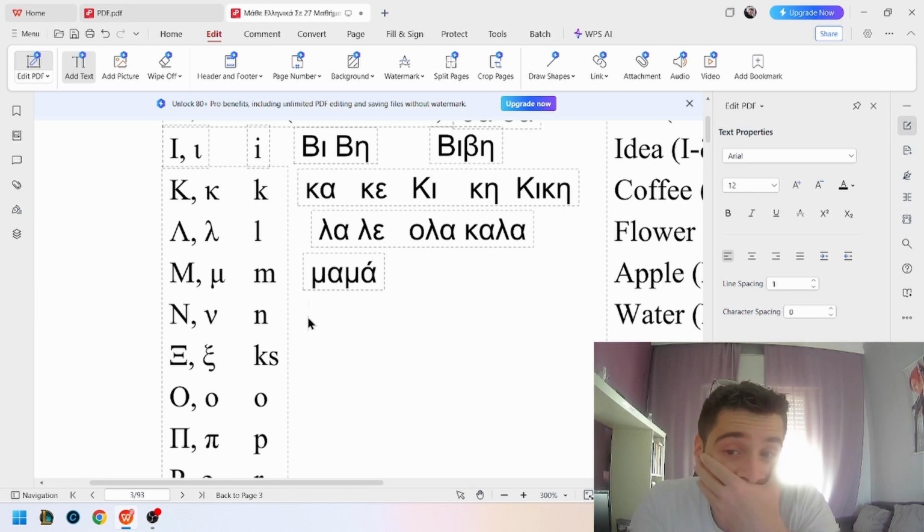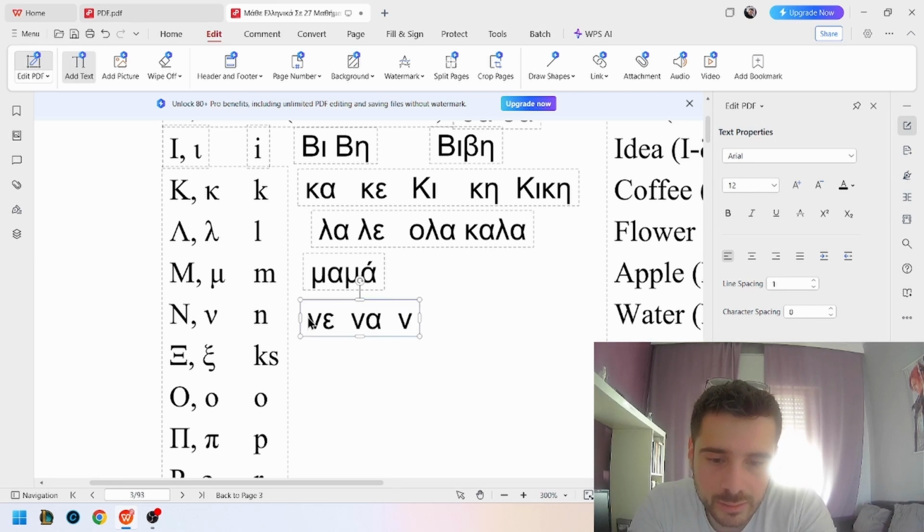Then we move to the letter ni. The uppercase again is easy. The lowercase looks like the English V, but in Greek it gives us the sound nu. So, ne, na, ni, ni.